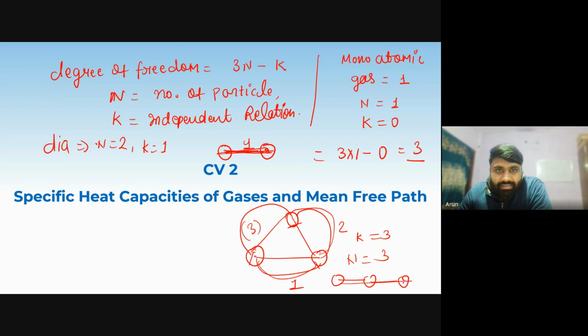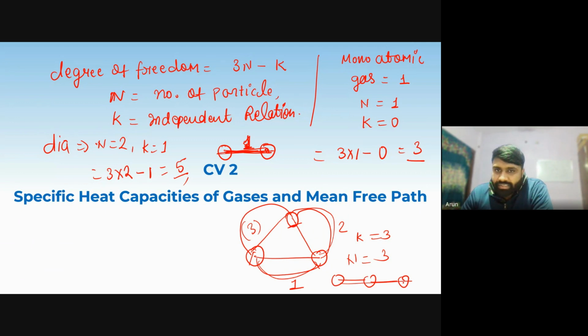So only one relation is possessed by a diatomic here. So the number of particles is 2, and the degree of freedom is 3 into 2 minus 1. 3 into 2 is 6, minus 1 is 5. So for diatomic, the degree of freedom is 5.